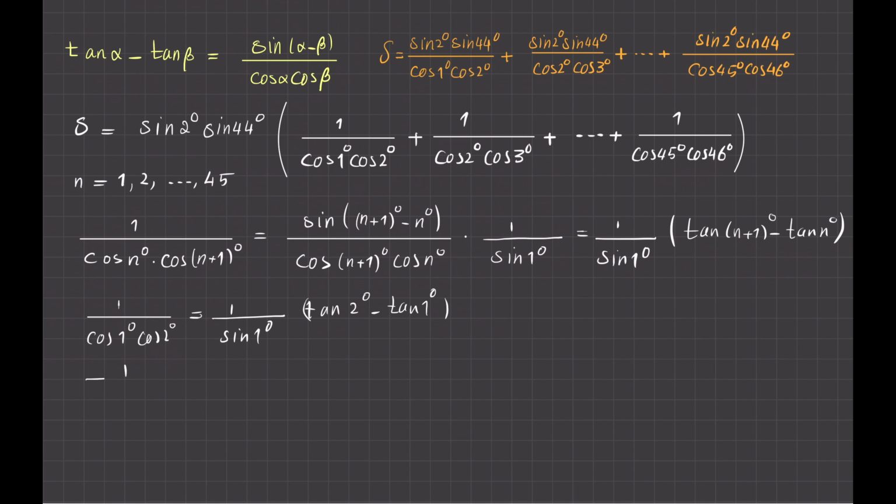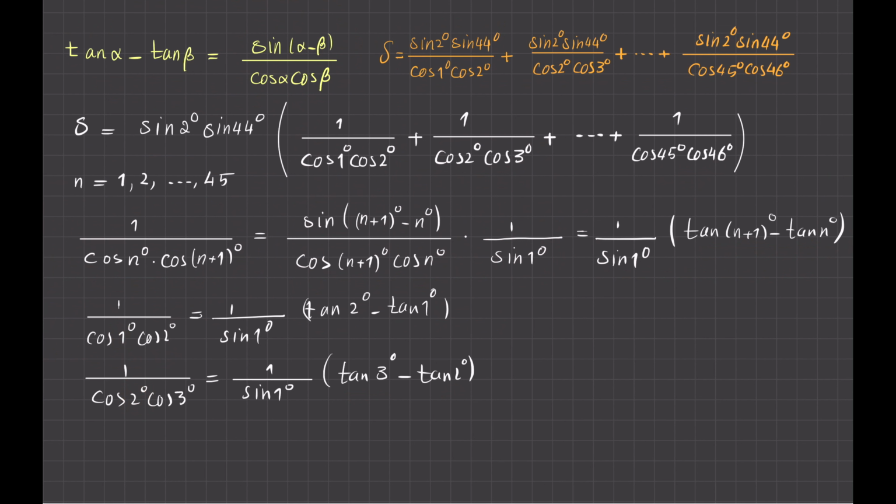The same story for the next one. What is the next one? 1 over cosine 2 degrees, cosine 3 degrees. So according to the formula we just discovered, it becomes 1 over sine 1 degree, and then tangent of 3 degrees minus tangent of 2 degrees. Is that clear? So what I have done here, because n is 2, I put 2 here. So it becomes tangent 3 degrees minus tangent 2 degrees.